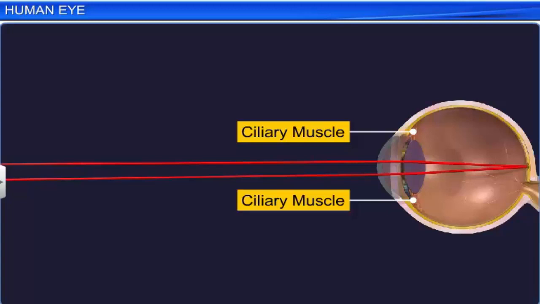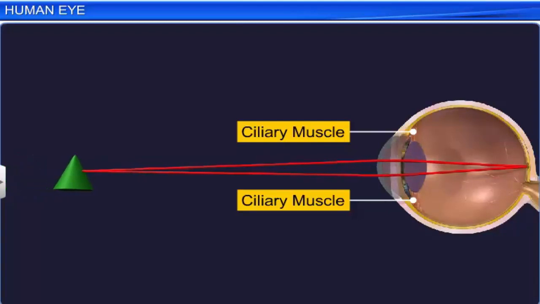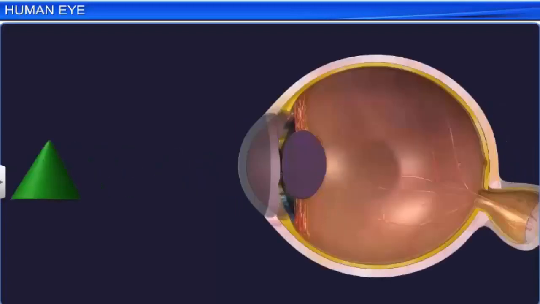In this case, the focal length of the crystalline lens is the maximum and is equal to the diameter of the eye. When the object is close to the eye, the tension in the ciliary muscles increases and the lens becomes more bulged with reduced radii of curvature. The reduction in the radii of curvature of the crystalline lens reduces its focal length also.